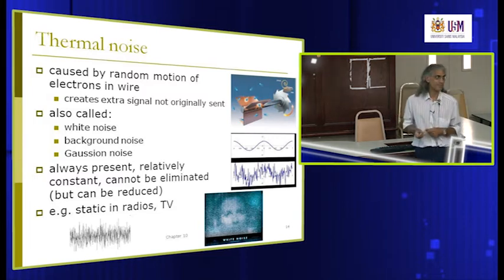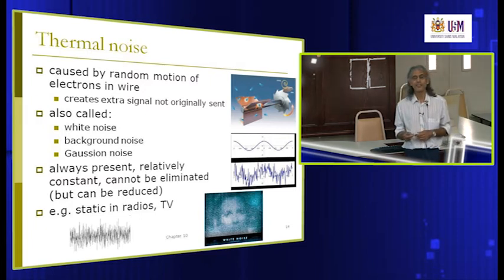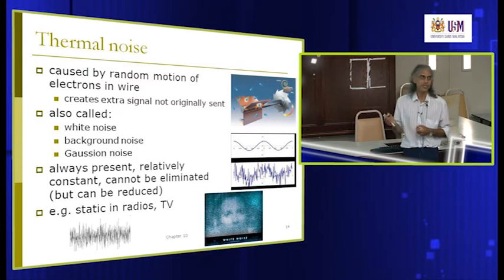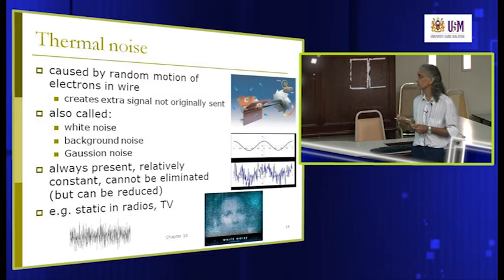But it can be reduced. A clear example would be in your radios and TVs. For example, you switch on a TV to a channel which is not tuned to any particular TV station yet, and you will see some kind of hiss sound and white and black dots. That's background noise. Or if it's not tuned properly, you will see ghost pictures and all that. So this is called white noise or background noise.